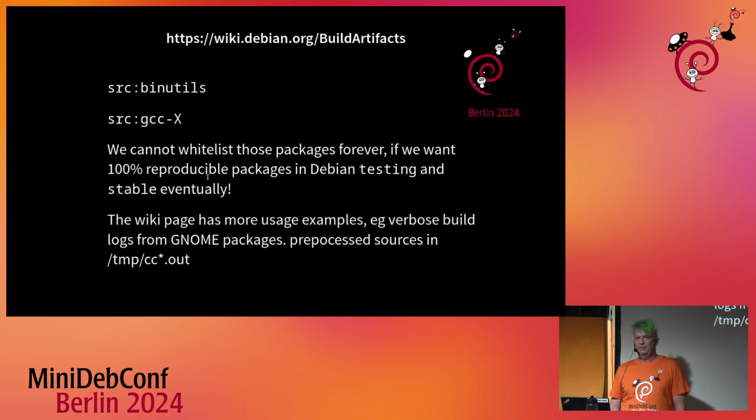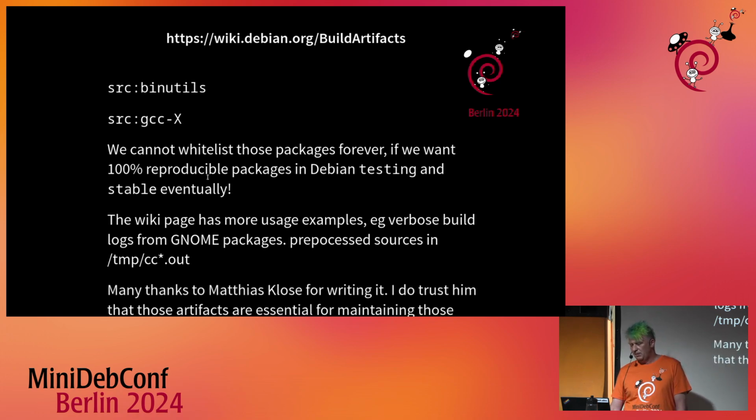But the wiki page has more examples. There are verbose build logs from GNOME packages, which are discarded. There are pre-processed sources in tmp-cc-out, sometimes when the build fails. The JDK packages would like to store other stuff. So there's a use case for this.